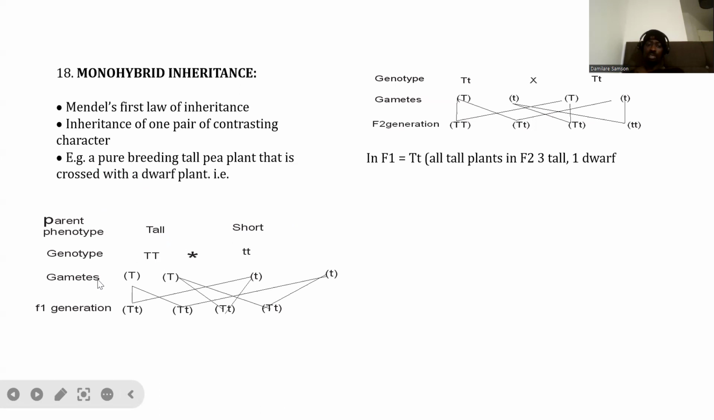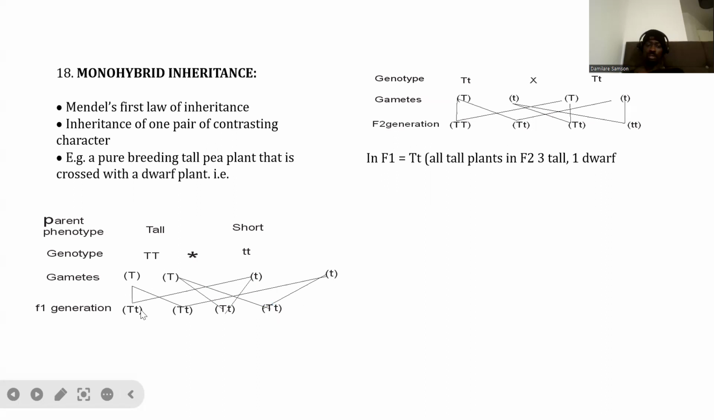Now you come down to the gametes level, meaning this is a somatic cell, for example. During the production of gametes, that's during meiosis, it forms gametes. So you have capital T, capital T, small t, small t. And I think I've explained this cross earlier. So one goes to one, one goes to two, two goes to one, two goes to two.